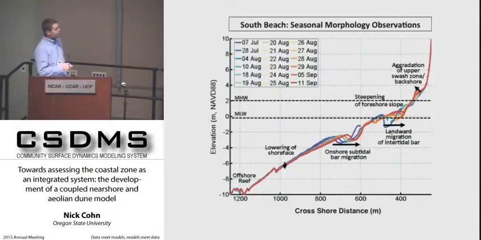So here there are really complex subtidal processes happening. And there's a lot going on in the intertidal zone and the back shore. So both in this intertidal zone and the back shore, both aeolian processes and hydrodynamic processes are important for the evolution. So there's a large range of processes, timescales, and space scales which are occurring along the coast.